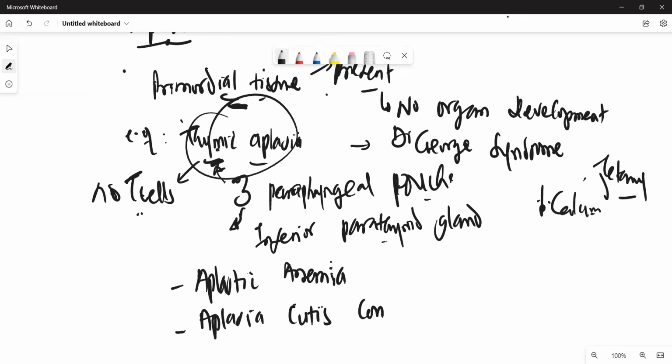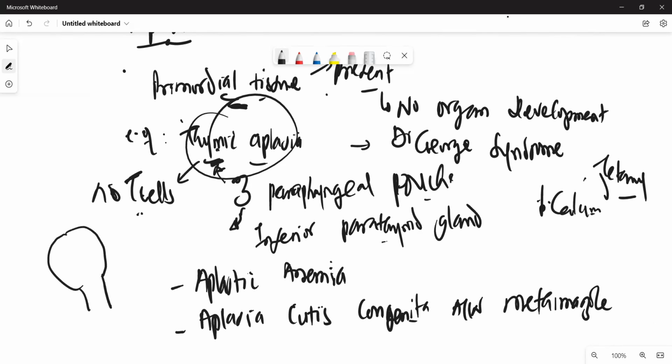And another example of aplasia is aplasia cutis congenita. This is associated with methimazole. So this is basically in a newborn, and in the center of the head of the newborn there is an area, the hair there is missing. There's some missing hair there because of this medication. So that's what they call aplasia cutis congenita.